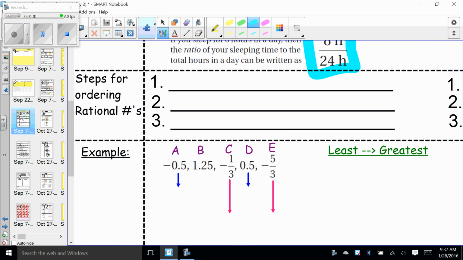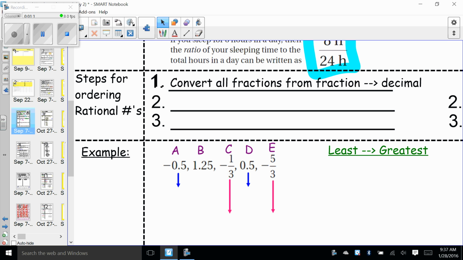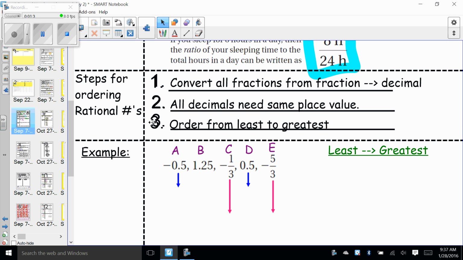All right, so steps for ordering rational numbers. The first thing that we're going to do when we order rational numbers is we're going to convert all fractions to decimals. Then step 2 is that all decimals need some place value. So we have to think about tenths, hundredths, thousandths, and so on, the place value, just like you did in elementary school. And then third, we're going to just order them. We're going to think of all of these in terms of money. Go ahead and copy those if that's too fast.